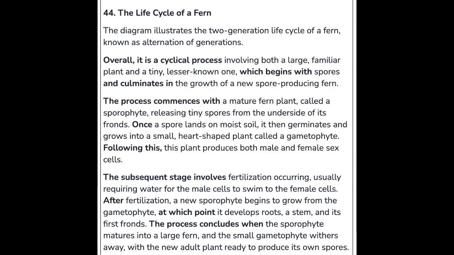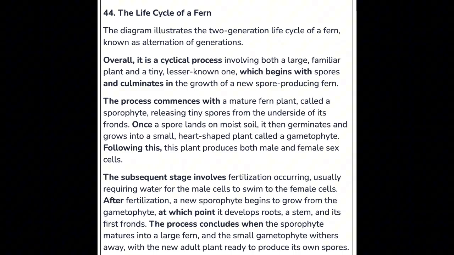44. The life cycle of a fern. The diagram illustrates the two-generation life cycle of a fern, known as alternation of generations. Overall, it is a cyclical process involving both a large, familiar plant and a tiny, lesser-known one, which begins with spores and culminates in the growth of a new spore-producing fern.